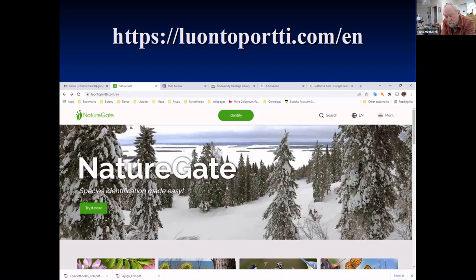Well, this allows you to key plants out from numerous different angles. Maybe looking at flowers or maybe looking at the leaves, and you can just put in the answers that you've got, and NatureGate will come up with photographs, properly verified photographs of a number of choices, and it's really quite a good system.